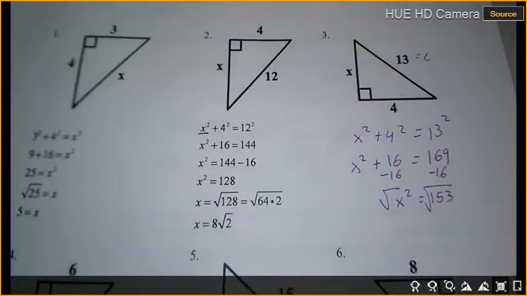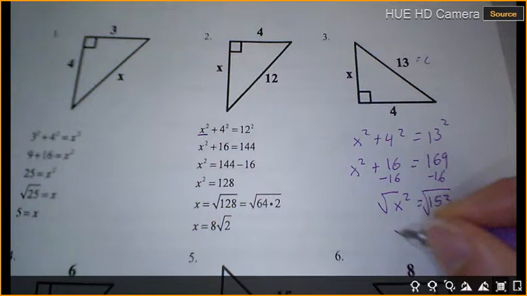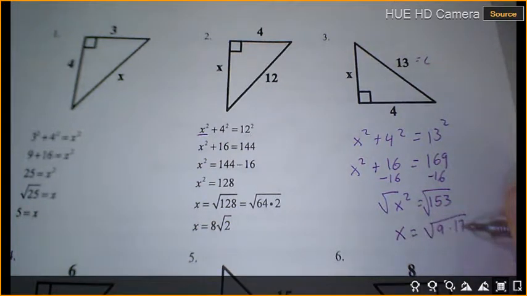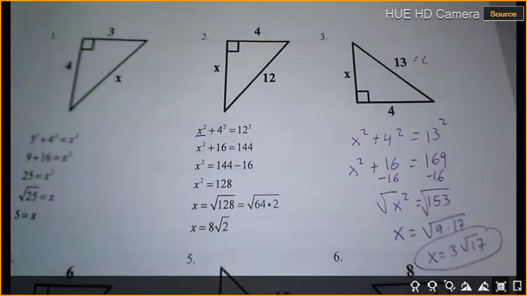So if we go 153 divided, 3 doesn't help us, but 9 might. 9 goes in there evenly. Yep, 17 times. So x equals the square root of 9 times 17. Then we can say, what's the square root of 9? 3. So x equals 3 square root 17. Does that make sense? That's how we are going to be reducing radicals like that.